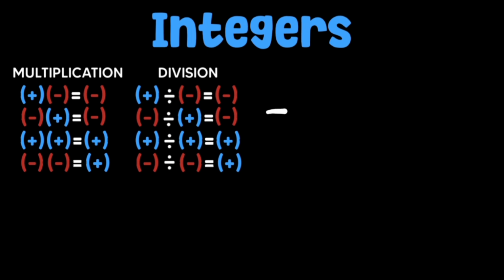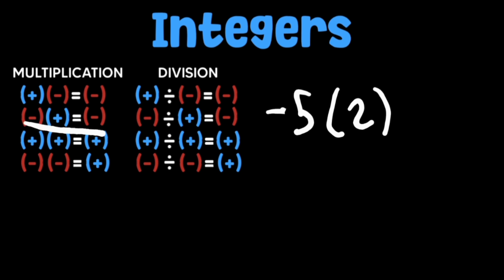Let's just say we have -5 times 2. As we can see, the rule that would apply is this one, as we have a negative number multiplying a positive one. Now we do our multiplication as we would naturally do it. 5 times 2 is 10. And as we are supposed to have a negative result, we are just going to add the negative sign. Now let's do a little division.